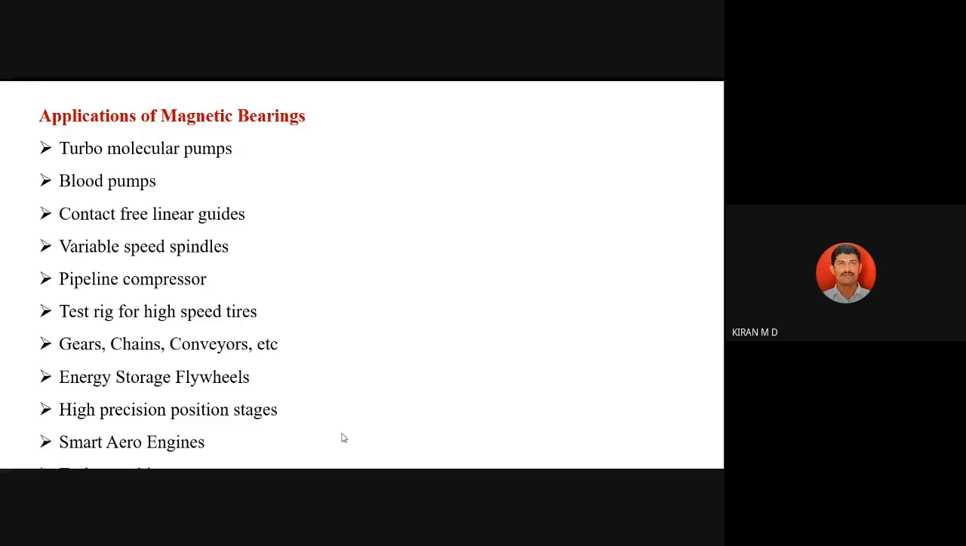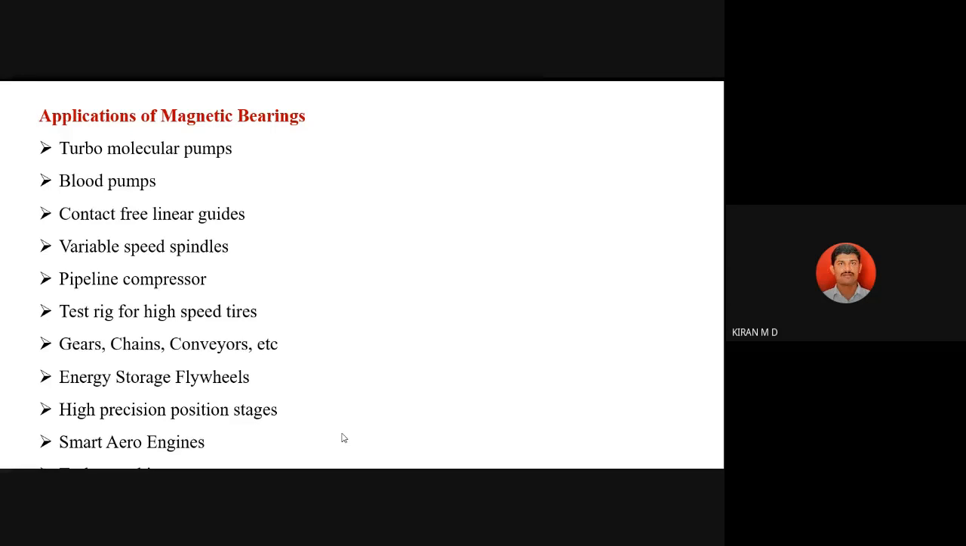Okay, variable speed spindle means in some applications we are going to use different speeds, even in CNC machines or in aircraft applications, we are going to use the shaft with different speeds. Okay, so here if you use an anti-friction bearing or sliding contact bearing, we know that the pressure development in a sliding contact bearing depends on the speed.